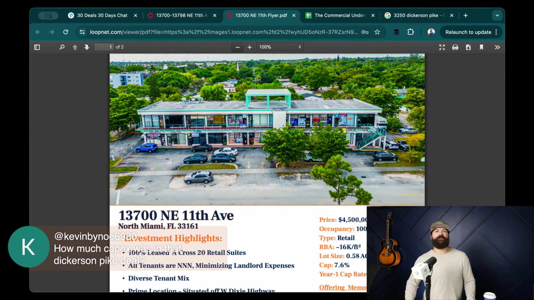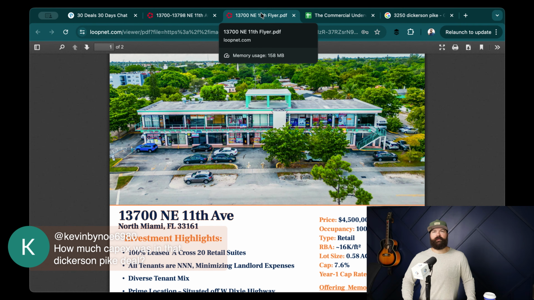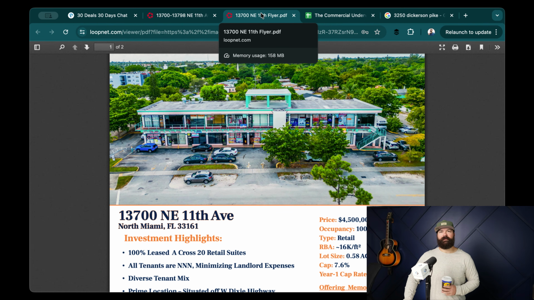Kevin is saying, how much CapEx was in that Dickerson Pike deal? It's a 30,000 square foot building, 3 stories, including interior common hallways and stuff like that. Probably $100,000. It wasn't much. We've spent more on building out individual tenant spaces than we did in the common areas. If you think about it, we had to paint the exterior. That's relatively cheap. That might have been $20,000, right?